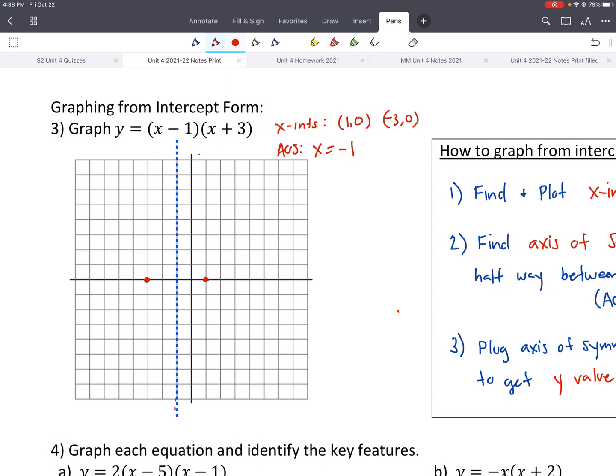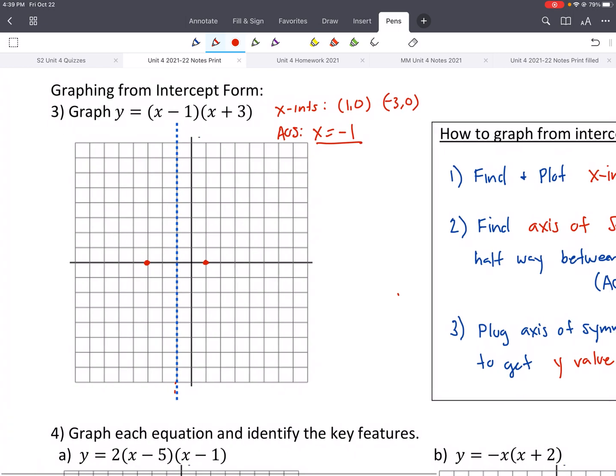All right, and we want to find the vertex now. If we have the axis of symmetry, we know the vertex is on that line. If we have an x and we need to find a y, all we do is substitute. So we set x equal to -1, so we have y is equal to -1 minus 1 times -1 plus 3, and just need to solve. So we end up getting y is equal to -2 times 2, which is -4. So that would be our y value for our vertex. This is our x value for our vertex. So -1, -4.